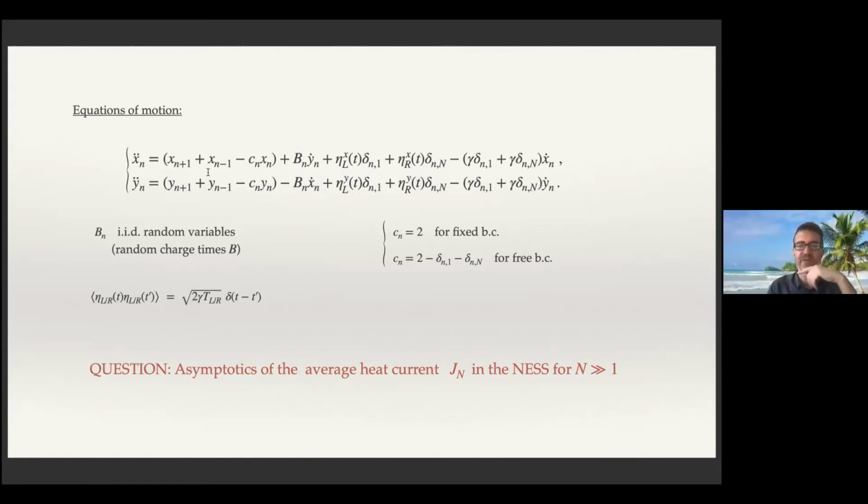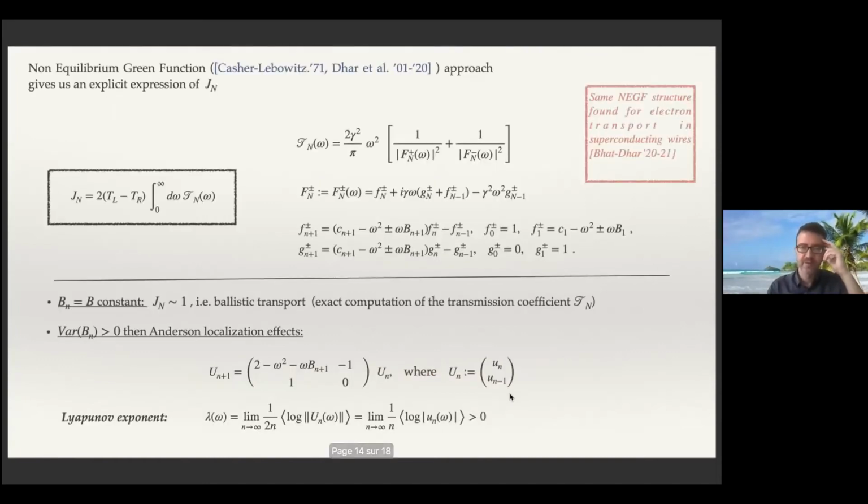And so you observe that the dynamics is completely linear, so it can be solved more or less explicitly, depending on the normal modes of this chain. And the question is the asymptotics of the average heat current Gn in the nest for large n. Okay, so it turns out that we can compute this average.